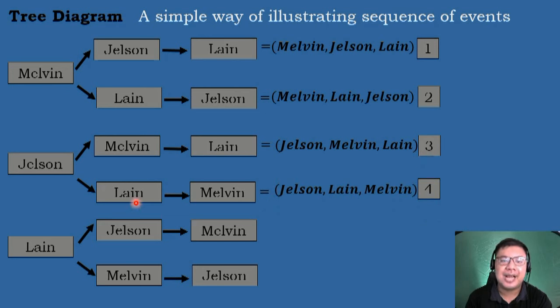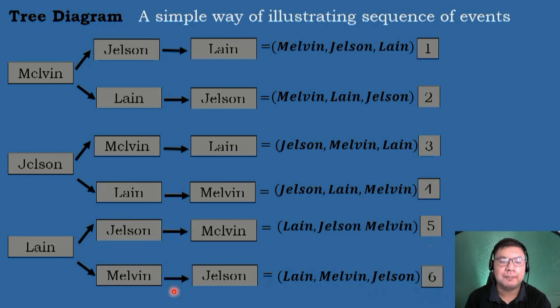Then Gelson, Lain, Melvin, the fourth possible outcome. And then we have Lain, Gelson, Melvin, the fifth possible outcome. And the last possible outcome is Lain, Melvin, Gelson. So again, there are 6 possible ways Ernan can arrange his friends in his birthday party.